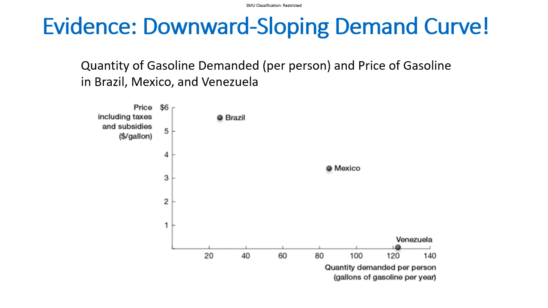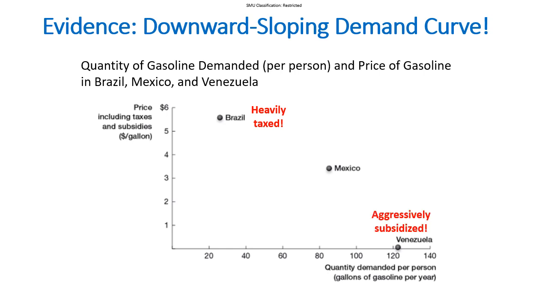Is there evidence for a downward sloping demand curve? Yes. This diagram shows the quantity of gasoline demanded in 3 countries at different prices paid by consumers. In Brazil, gasoline is heavily taxed, and the price to be paid by consumers is very high, resulting in a small amount of quantity demanded.